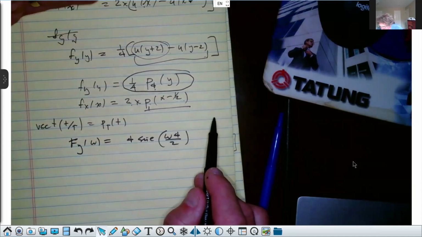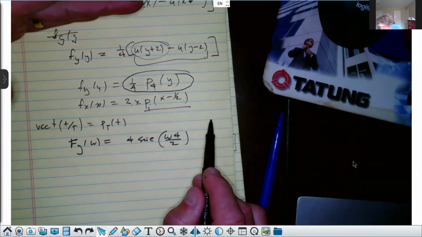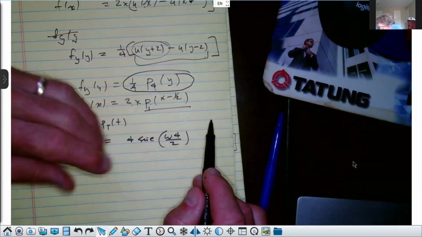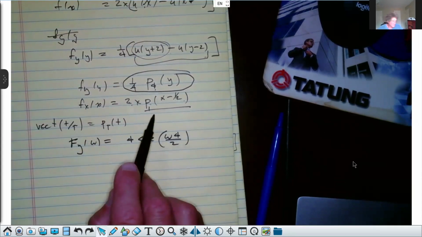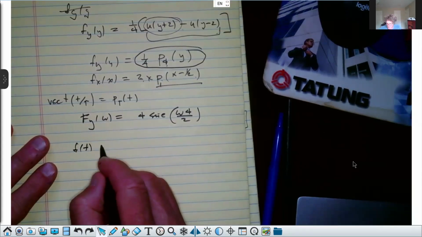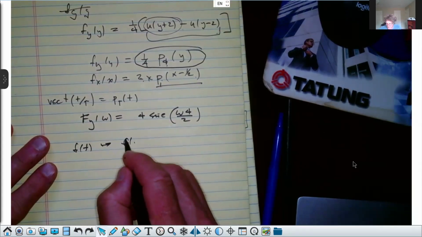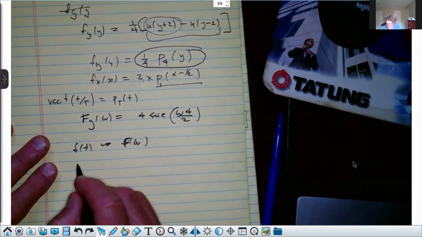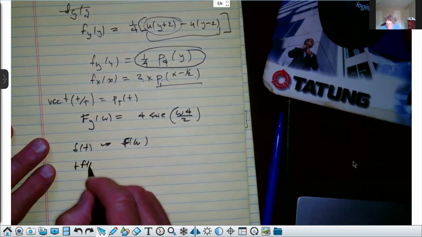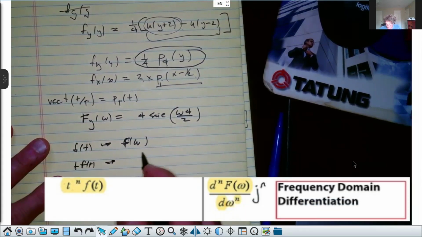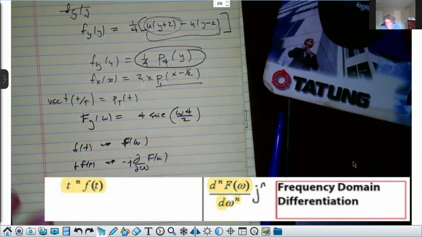I really don't want to go that way for this one because you're going to get confused with some of the stuff, but it's a property in Fourier transforms. If you have f of t, and it goes to capital F of omega, then t times f of t goes to minus j times the derivative with respect to omega of F of omega. Do you remember that at all?